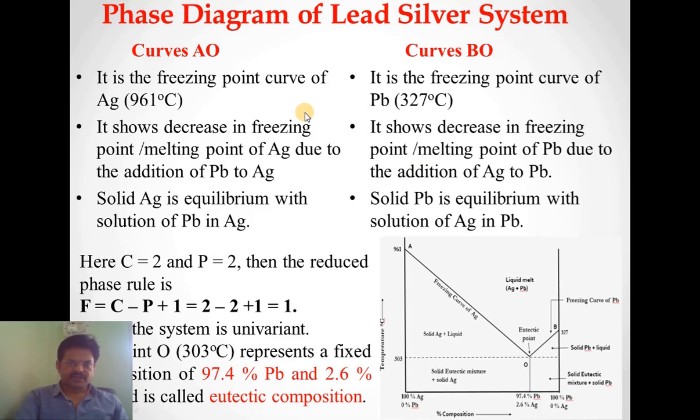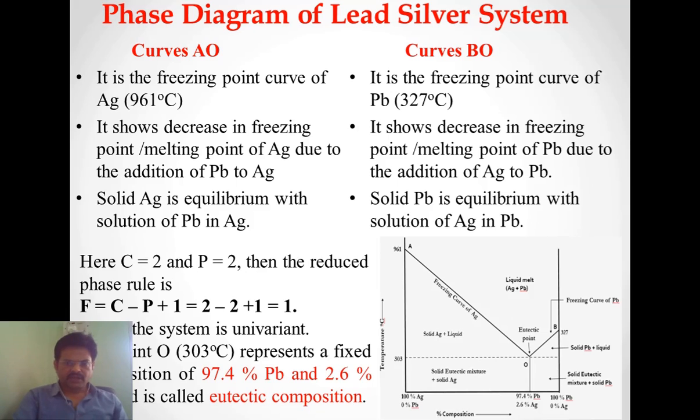Now first we will discuss the curves. The curve AO starts from 961 degrees Celsius, which is the melting point of silver, and as we move towards the point O, there is an addition of Pb. Because of the addition of Pb, there is a decrease in the freezing point of silver, and hence the curve AO is termed the freezing curve of silver. Similarly, the curve BO starts from the melting point of pure Pb, that is 327 degrees Celsius, and again it goes on decreasing due to the addition of silver, and it reaches point O. The curve BO is also termed the freezing point curve of lead.